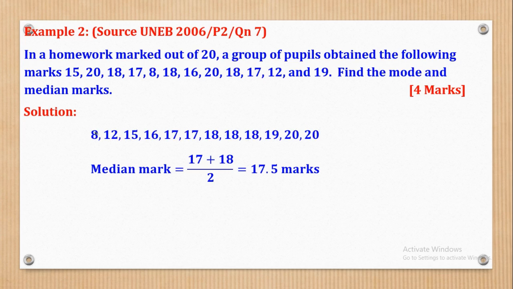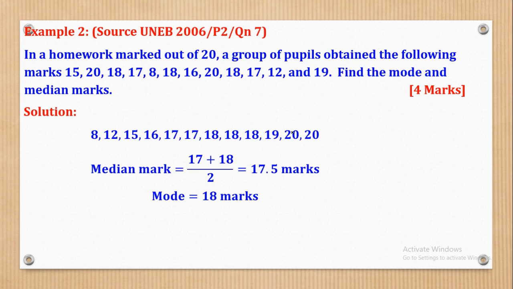So if you look at it, 8 appears once, 12 appears once, 15 appears once, 16 appears once, 17 appears twice, 18 appears 3 times, 19 once, and 20 appears 2 times. So that implies that the mode will be 18 because it appears more frequently. Therefore, we shall conclude that the mode is 18 marks.